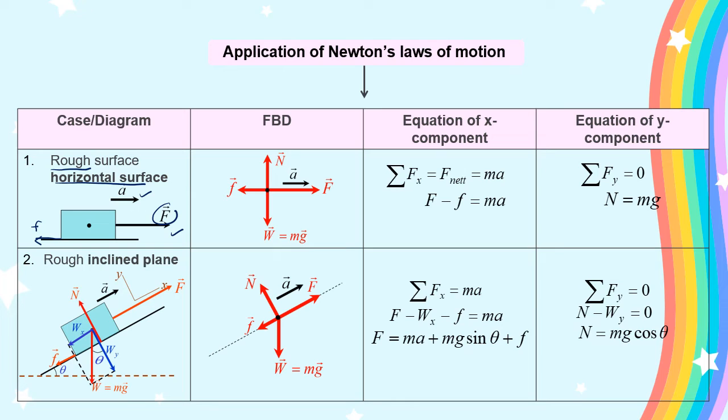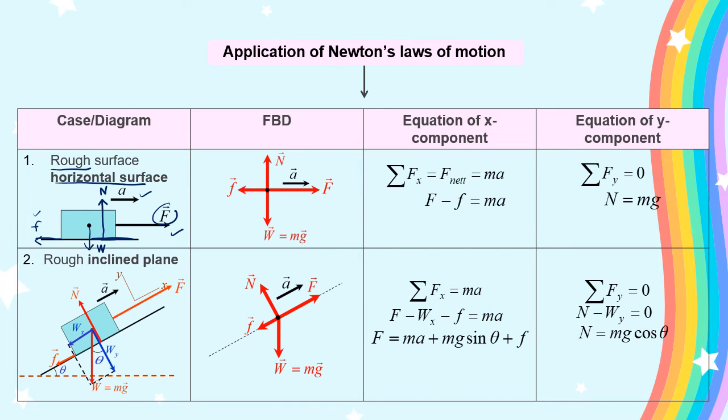Before we sketch the free body diagram, let us determine the forces acting on this object. The weight is always directed downward. Perpendicular to the surface is the normal force, directed upward. The frictional force is always opposite to the motion, where the direction of the motion is to the right, so the frictional force is to the left. We combine all these four forces to sketch a free body diagram.